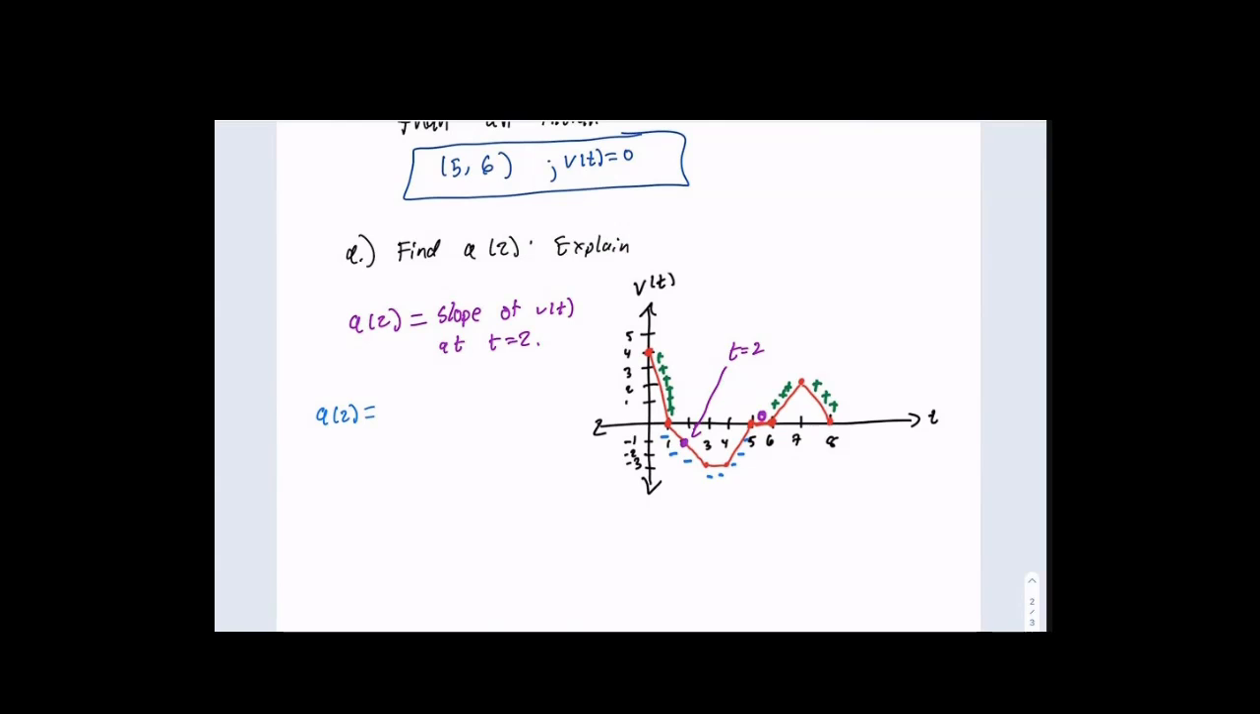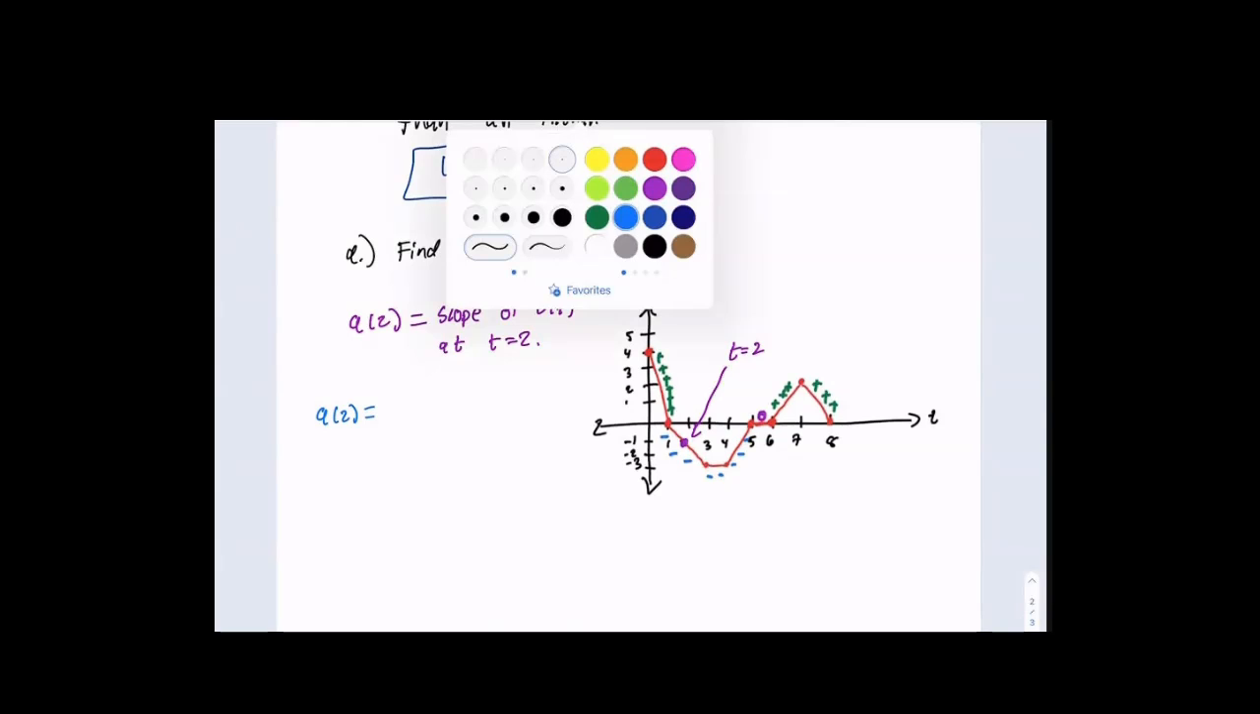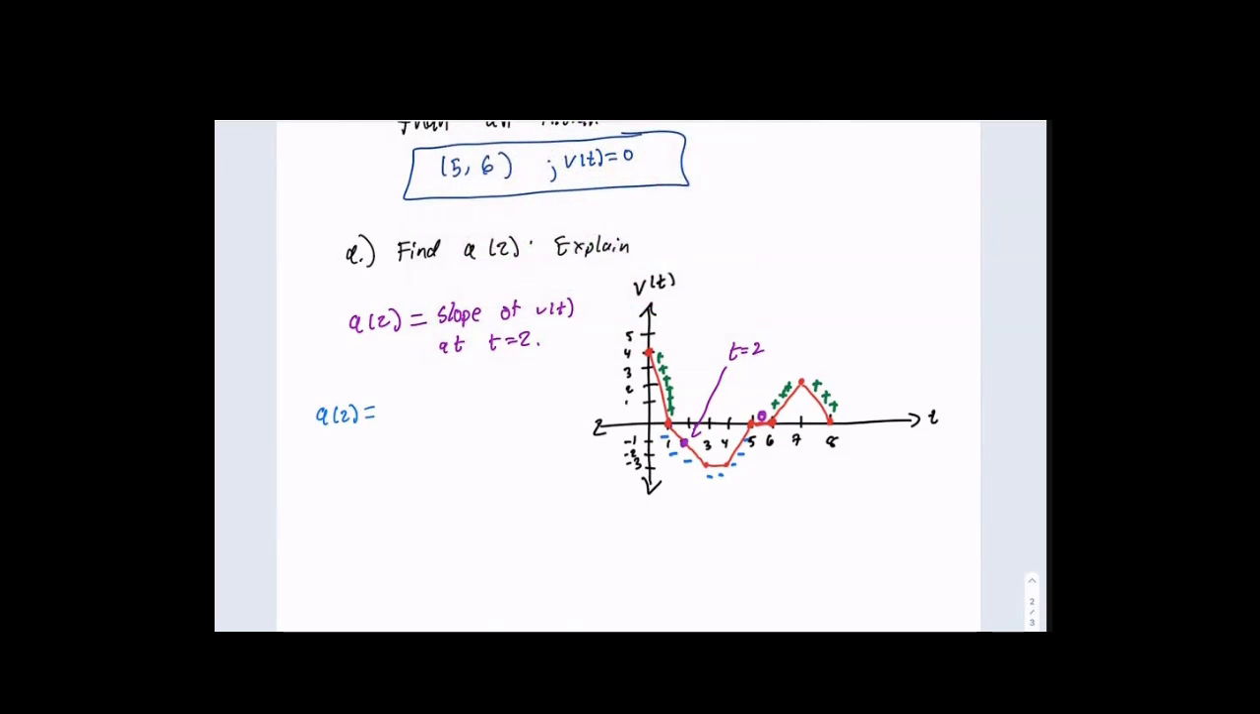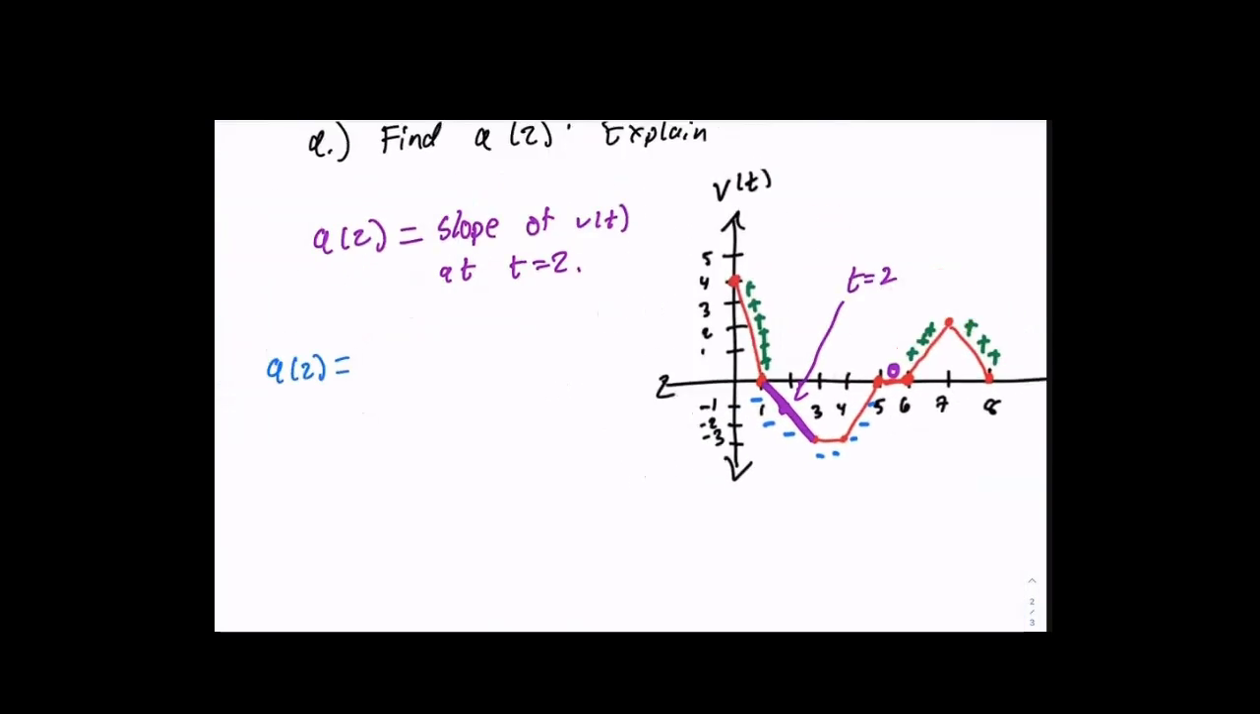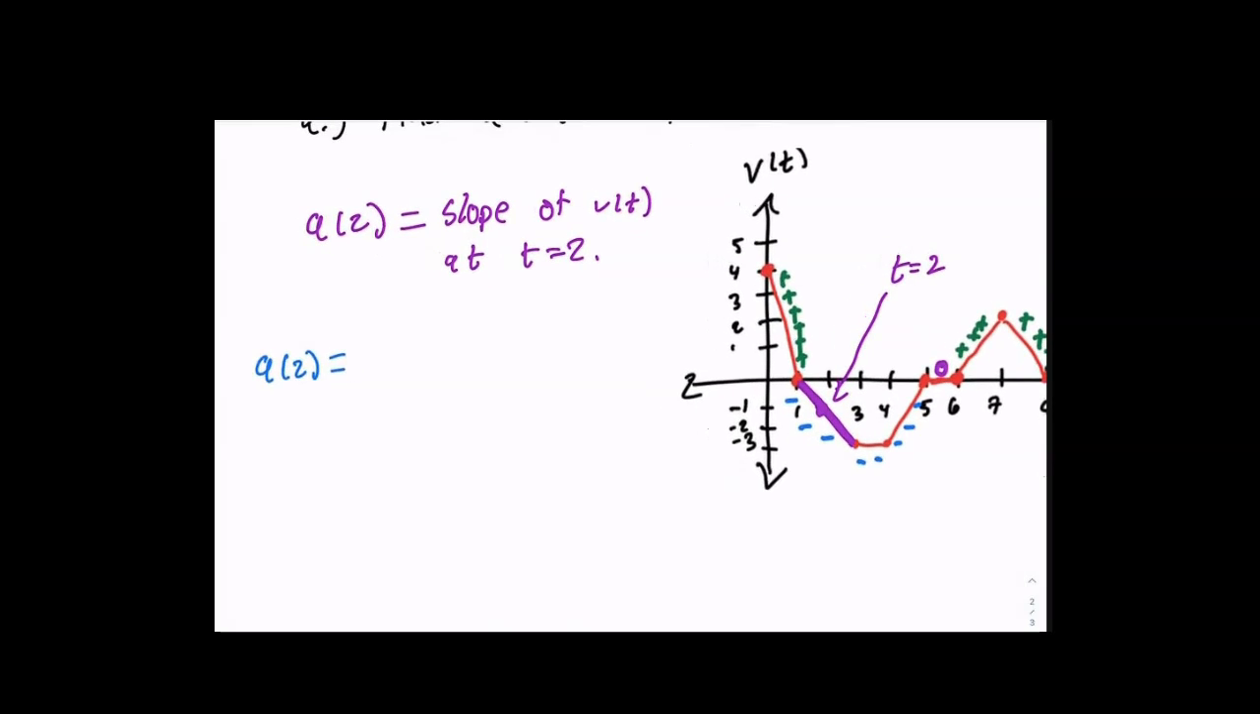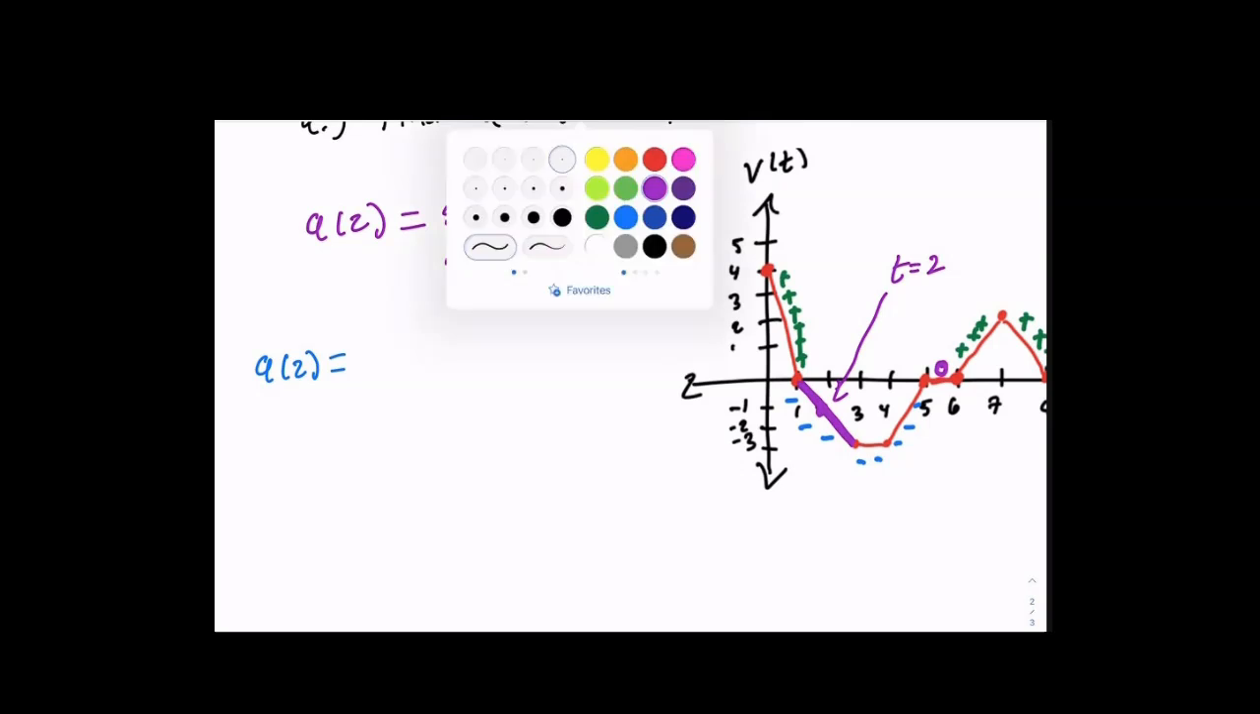Isn't it V of b minus V of a all over b minus a? Perfect. But what is a and b? Is it 1 and 3? Correct. I'm only looking at this segment right here. I just need to find the slope of that piece right there. So it's 1 and 3. So to find the slope, I'm going to find V of what?